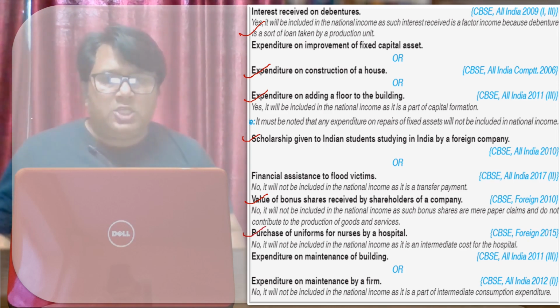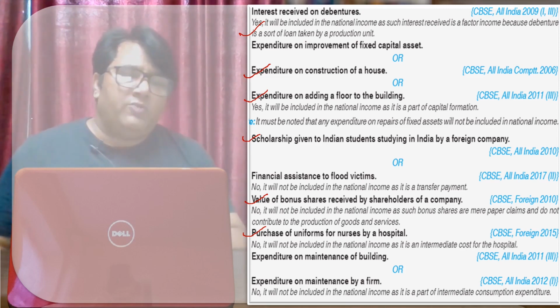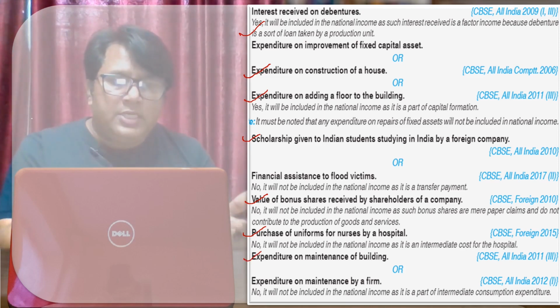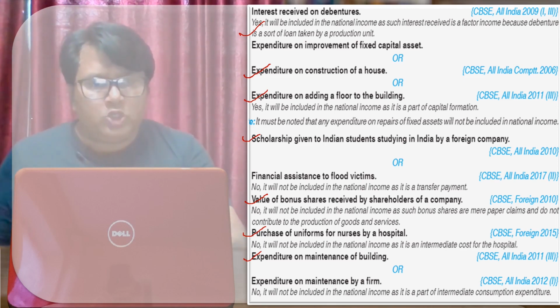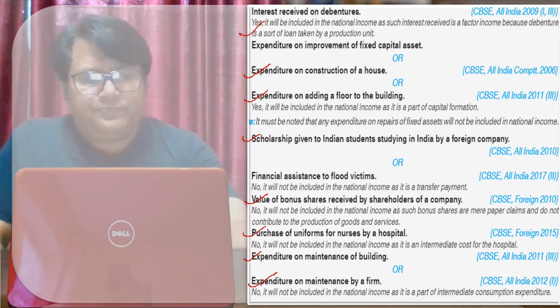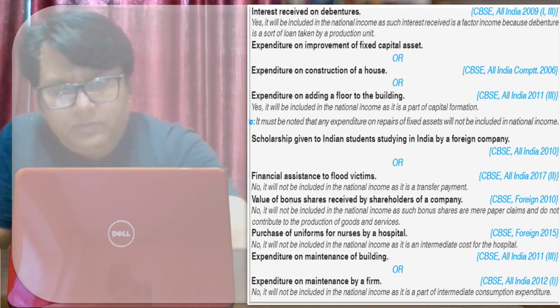Next is purchase of uniforms for nurses in the hospital. It should not be included in the national income. Why? Because it is an intermediate cost of the hospital. So it should not be considered. Expenditure on the maintenance of a firm should not be considered. The answer is the same because it is intermediate consumption. We never consider intermediate consumption expenditure. I hope the point is clear.